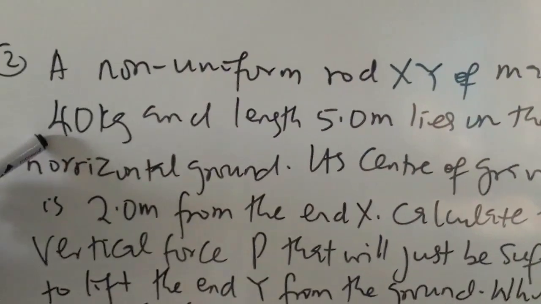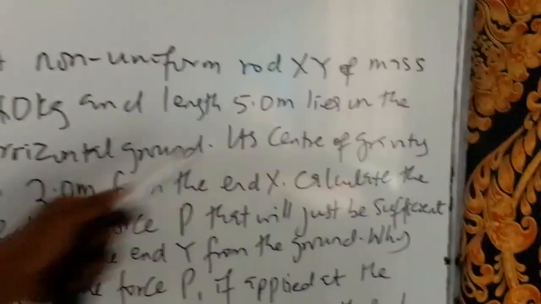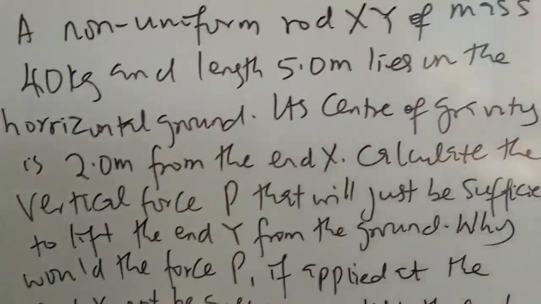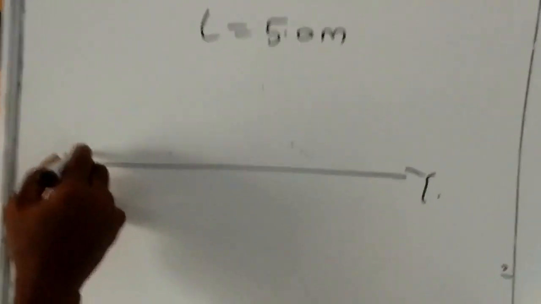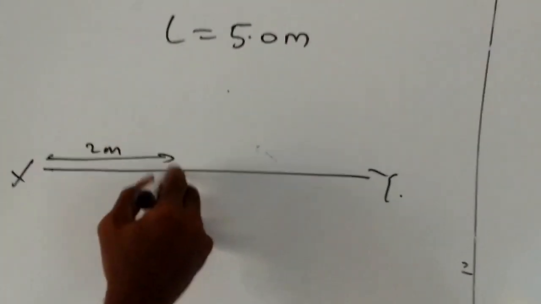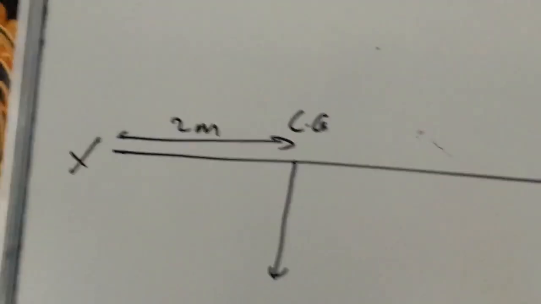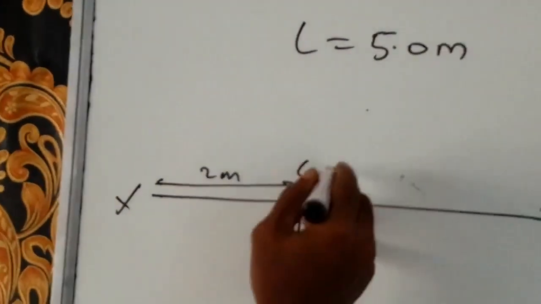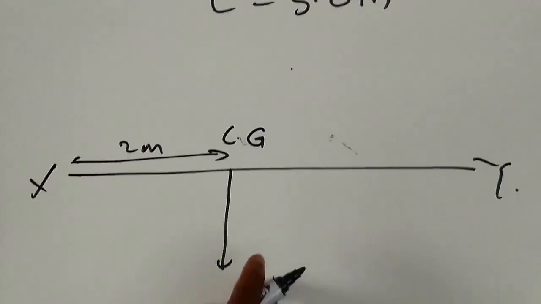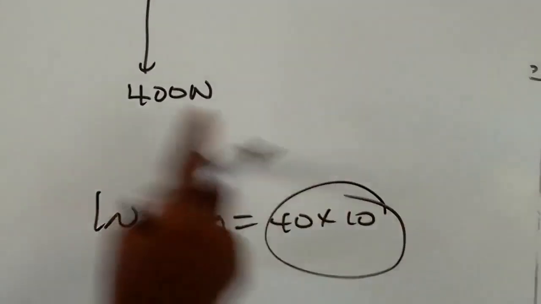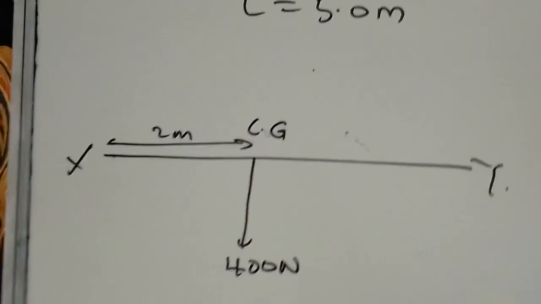Okay, let's go to the question and find where the center of gravity is. Weight is 40 kg, length is 5.0, lies on the horizontal ground. The center of gravity is 2 meters from the end S. So this is where we have the center of gravity, C of G, 2 meters from the end S. And as I said in the previous video, the weight will act at the center of gravity, and the weight of the rod, 40 kg, converted to newton using mg, is 400 newton, which is now acting at the center of gravity.